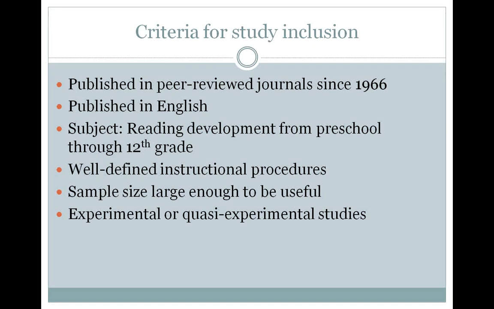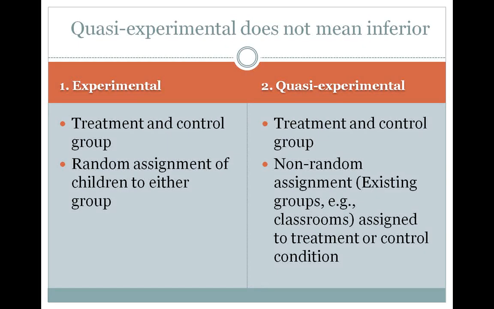The subject of the studies needed to be reading development from preschool through 12th grade. The study needed to have well-defined instructional procedures, such that they could be replicated by classroom teachers. The sample size needed to be large enough to be useful so that they could make extrapolation of the findings to classrooms. And the studies needed to be either experimental or quasi-experimental. Let me explain what that means.